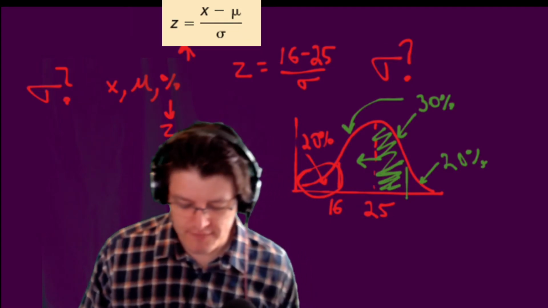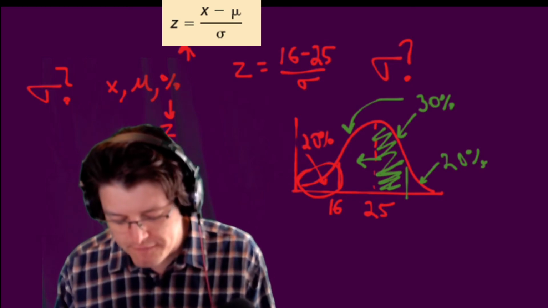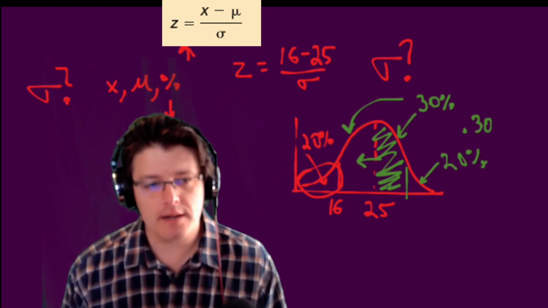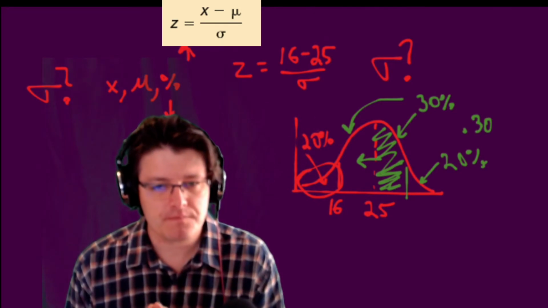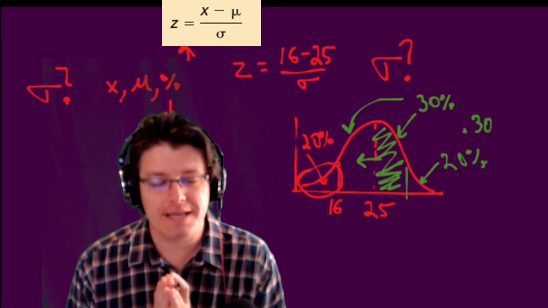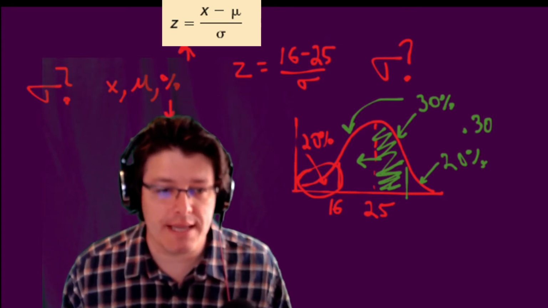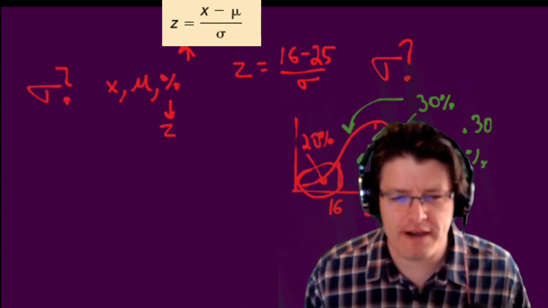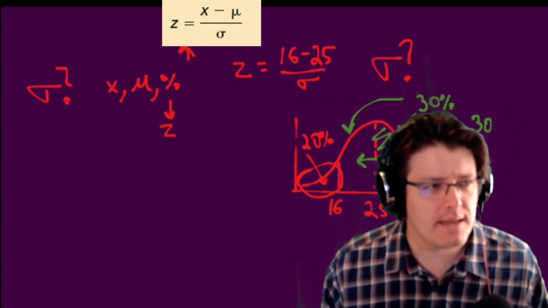I said it in kind of an awkward way. So we need to find 0.30 on the z table, because that's going to leave us 20% on the outside. This is why I didn't want it to be 25, because that's going to give you the same answer.